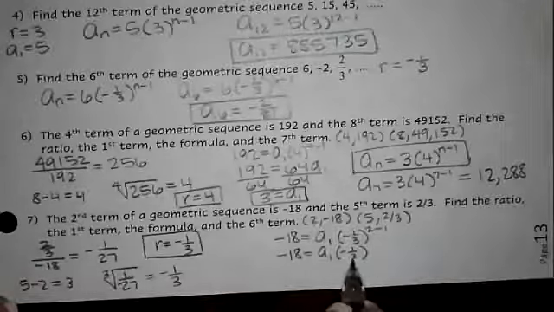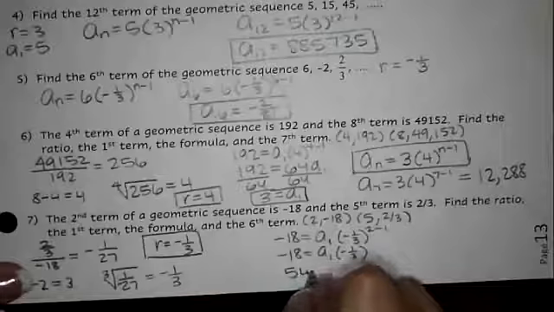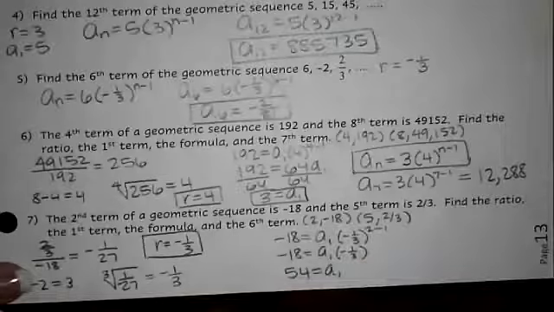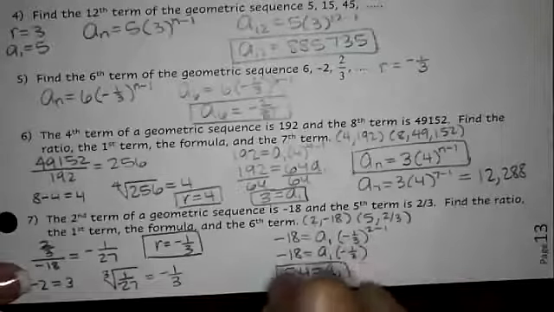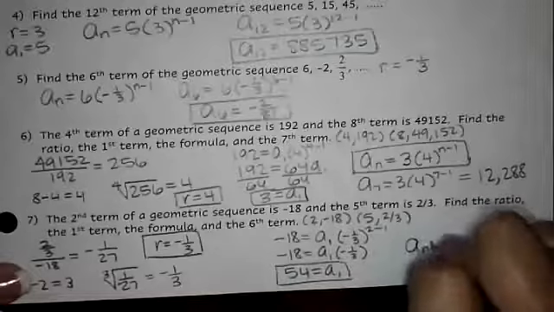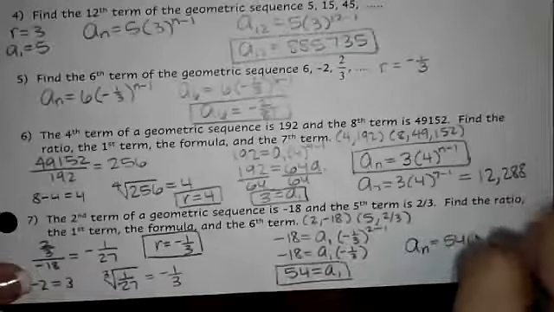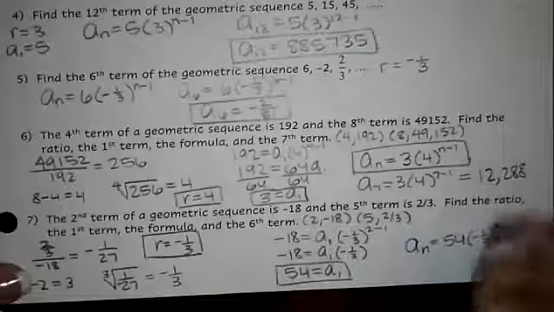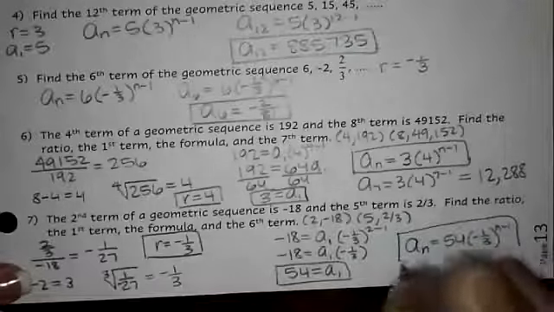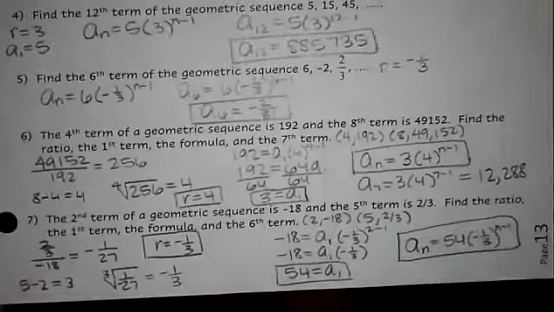Now I can multiply both sides times negative 3 to finish that out, and that gives me 54 is equal to our initial amount. Once we have that information, 54 is equal to negative 1/3 to the n minus 1. So there is our equation. That would definitely be the hardest ones that you're going to get. You really had to think through that on a couple different levels.